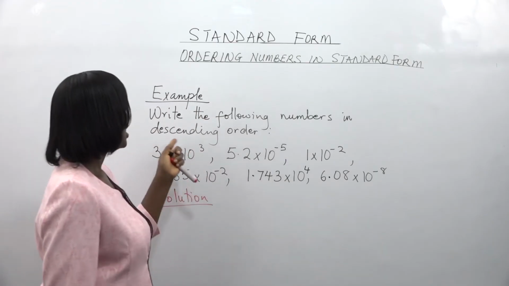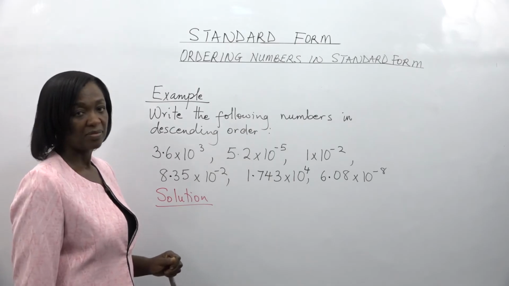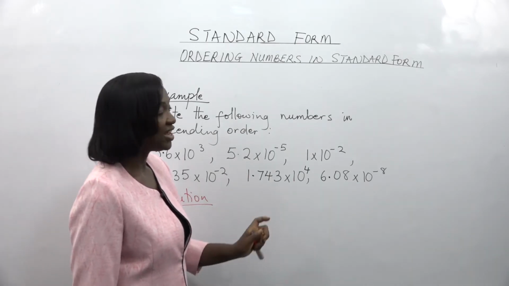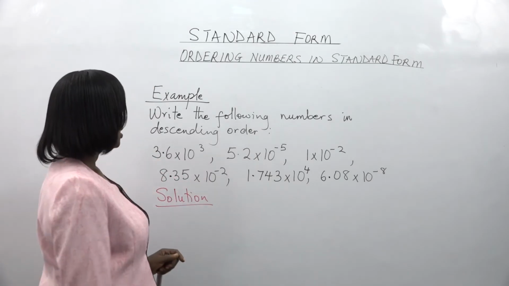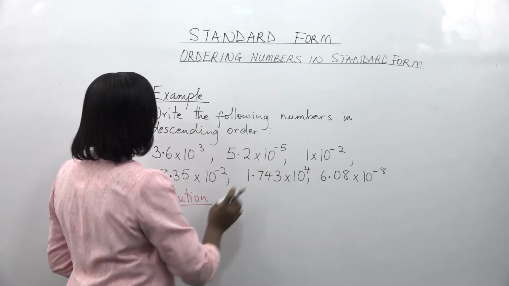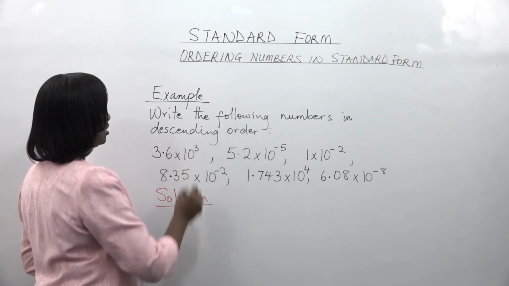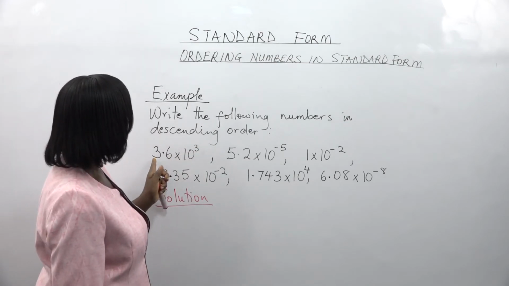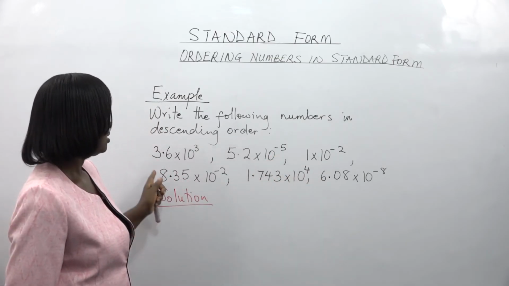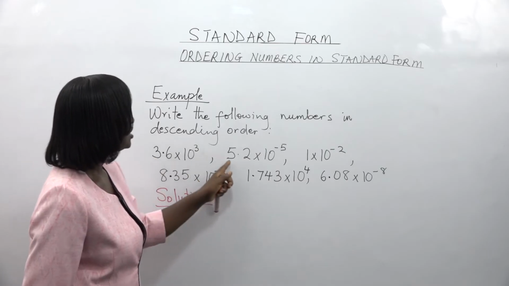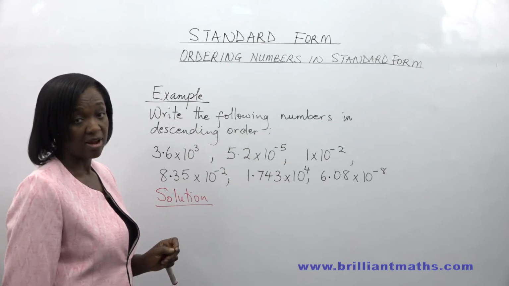So, descending order, we're starting with the largest. Look at all the numbers. The ones with positive index, we start with those because those are the bigger ones. This is 10 to the power 4, and this is 10 to the power 3. Let me write it closer. Don't forget that all of them are less than 10. All the numbers in the unit place are less than 10.